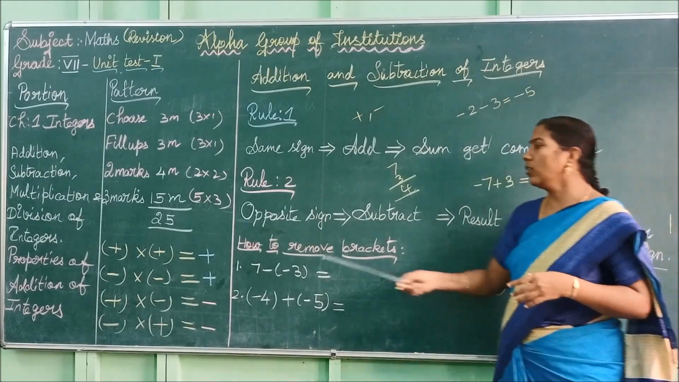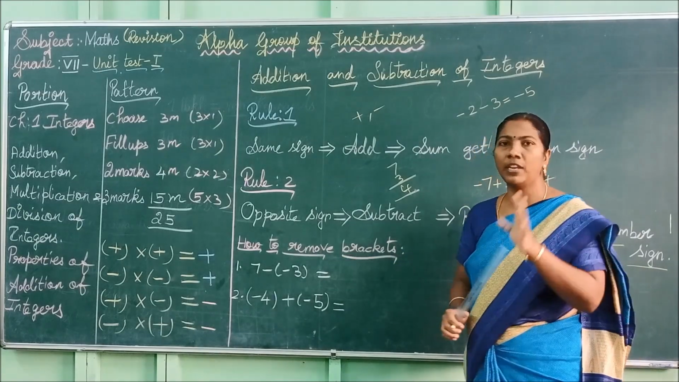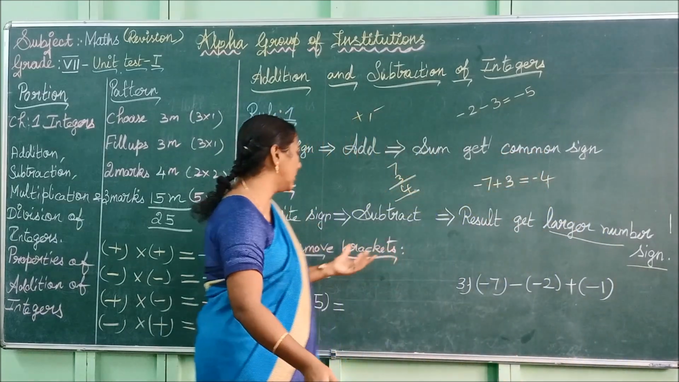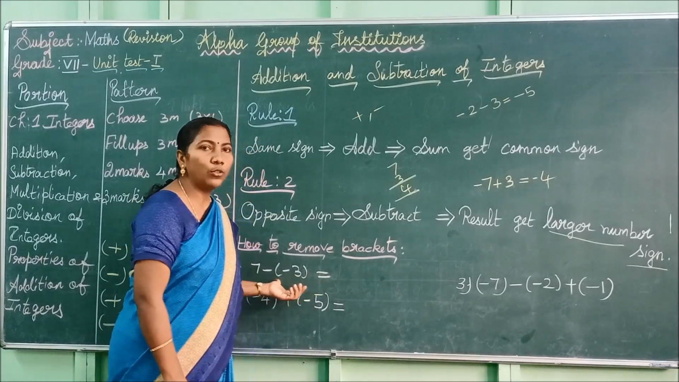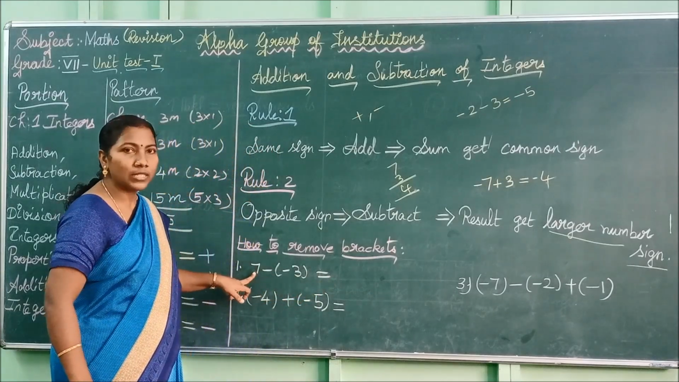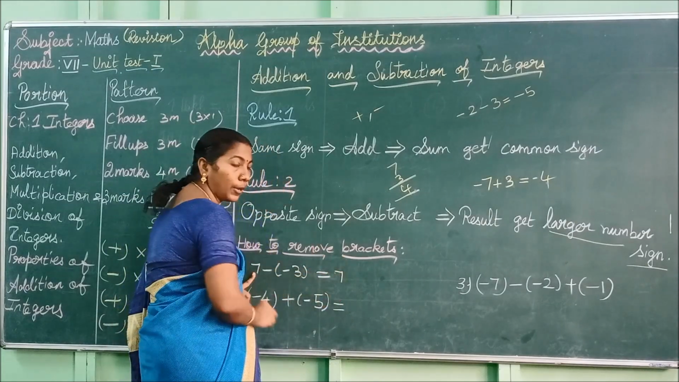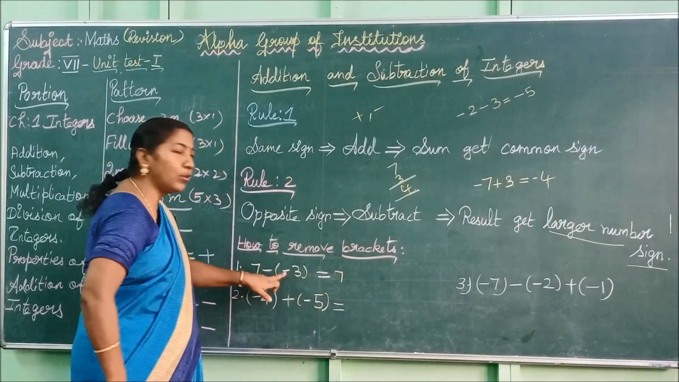Okay. Next we are going to see how to remove the bracket. Many of the students are confused in this concept. How to remove the bracket? See here, how we are going to remove the brackets. You have to write the first integer as it is. So write the first integer as it is, 7.